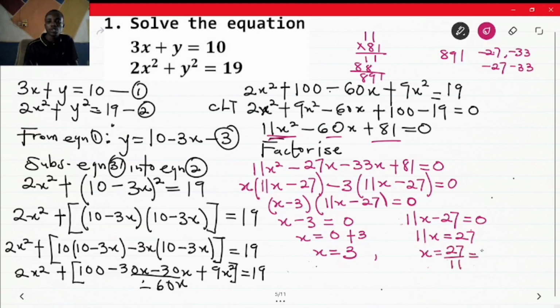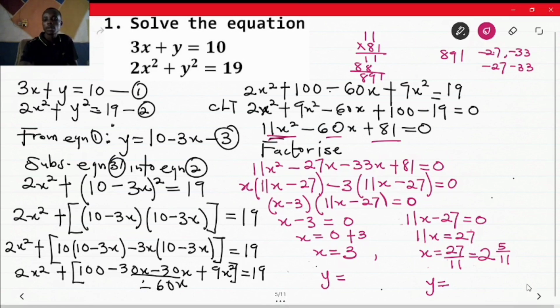I can put this as a mixed number. How many 11s can I get in 27? 2. 2 whole number 5 over 11. So I have two values of x simply because we have a quadratic equation here. So what is next is to find y, and we are also going to have two values of y because we have two values of x.